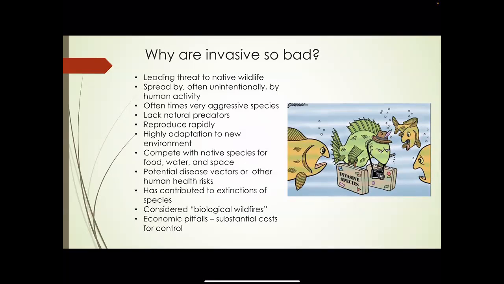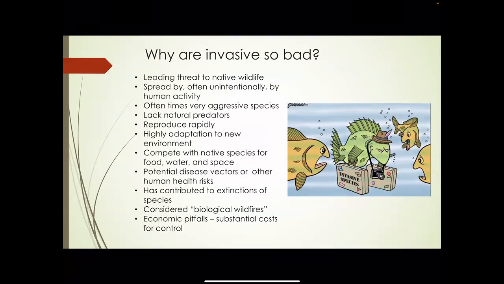Oftentimes they lack natural predators. They reproduce rapidly. They're highly adaptive to new environments. Although this is not for all invasive species, most of what we've seen with invasive species introduced into an area, they're usually able to take over those areas. They compete with native species for food, water, and space.